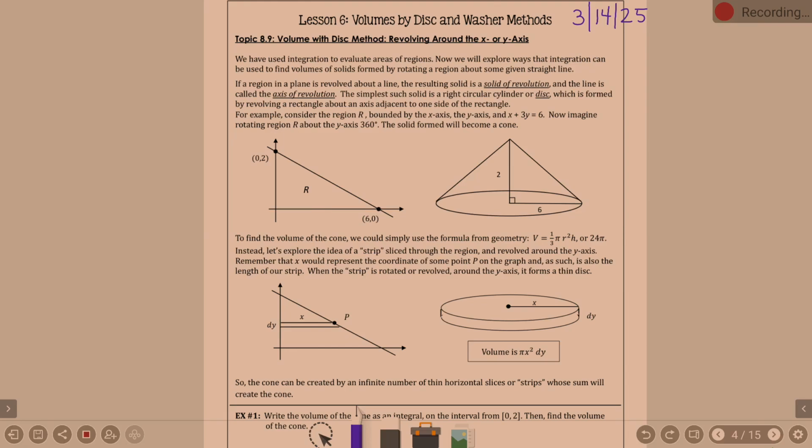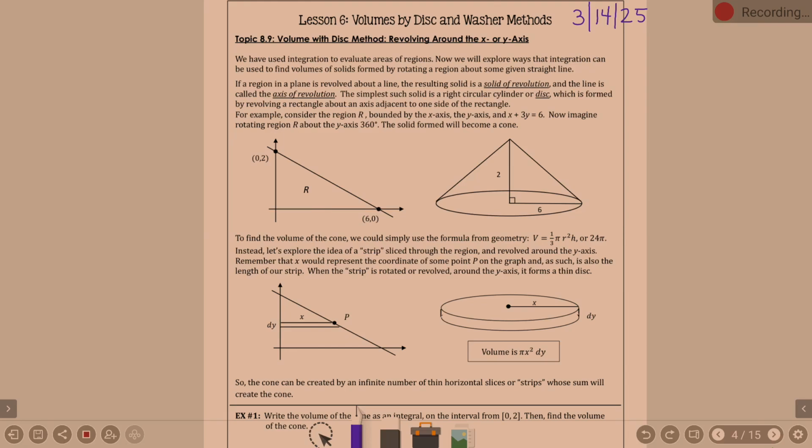In today's lessons, we're strictly rotating about either the x-axis or the y-axis. We'll get fancy next week and rotate about other lines. But right now it's just x-axis or y-axis. If a region in a plane is revolved about a line, the resulting solid is called a solid of revolution. The line that you're revolving around is called the axis of revolution.